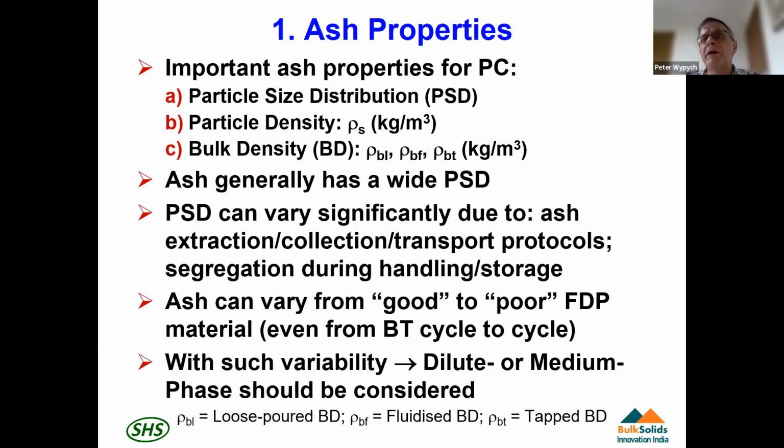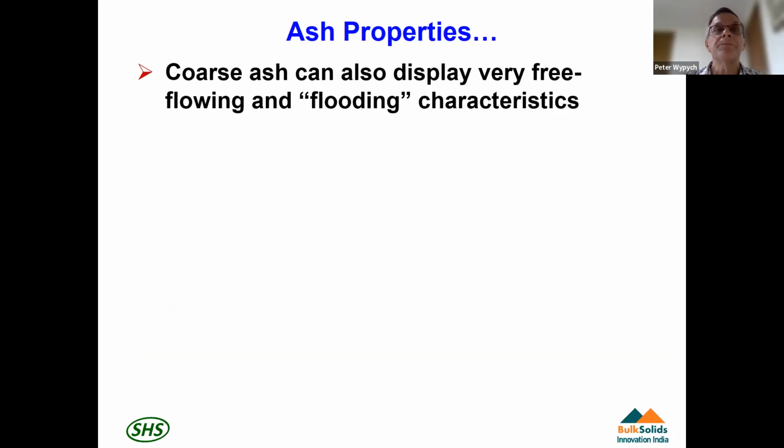Anyway, with such variability, one way to avoid that from a conveying perspective is to go more dilute medium phase if you can afford to increase the airflow. So if you can't avoid this variability, then you do need to think about looking at a medium phase flow as opposed to a proper dense phase system. The other thing that Dr. Malik mentioned briefly, I'd like to focus on that too here.